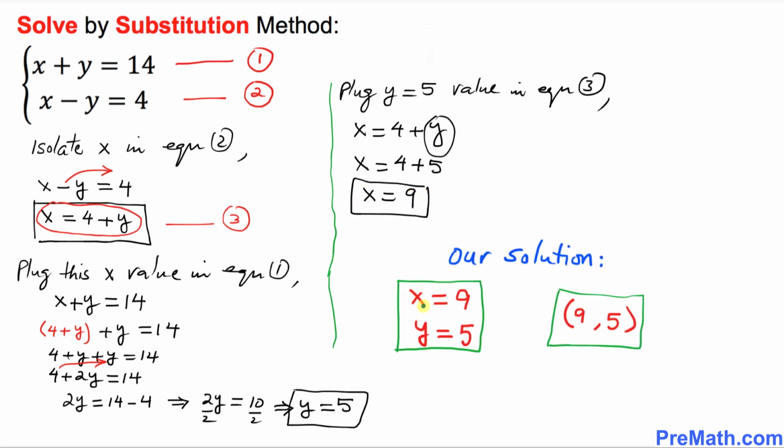Thus our solution turns out to be x equal to 9 and y equal to 5. You can also put it in a different notation, as an ordered pair like (9, 5), and that is our answer.